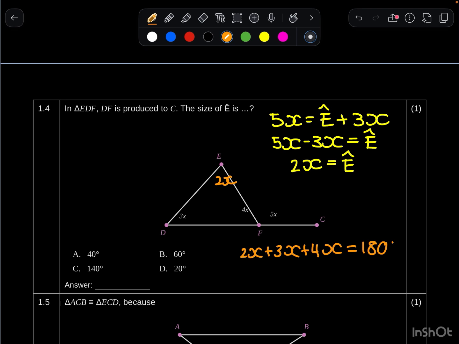If we simplify this, 2x plus 3x, that's 5x. 5x plus 4x is 9x. 9x is equal to 180 degrees. We're going to take the 9 across and divide. So x is going to be 180 degrees divided by 9. And 18 divided by 9 is 2, so this is 20 degrees. Angle E we said is 2x. That's going to be 2 times 20, which is 40 degrees. This one is going to be answer A.